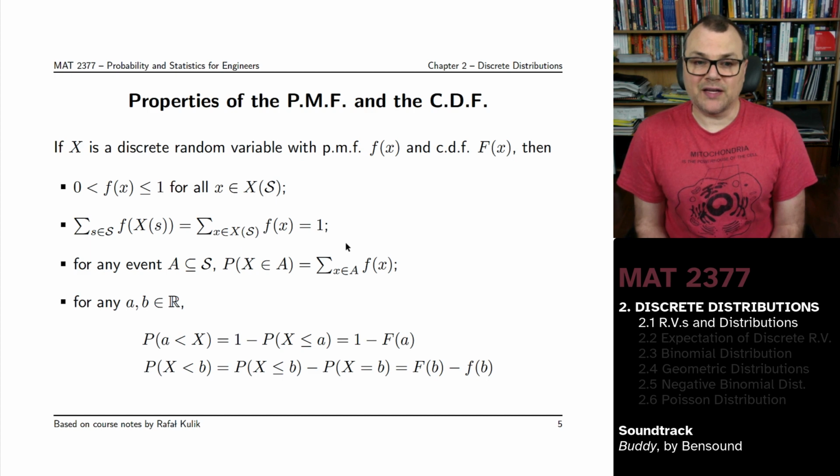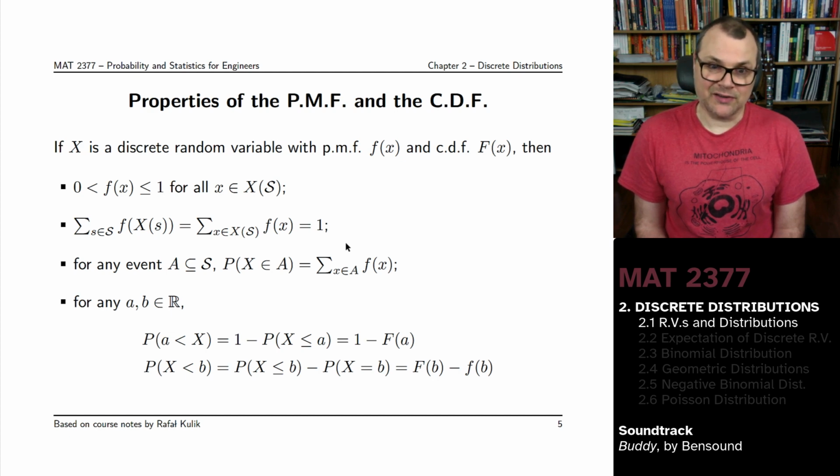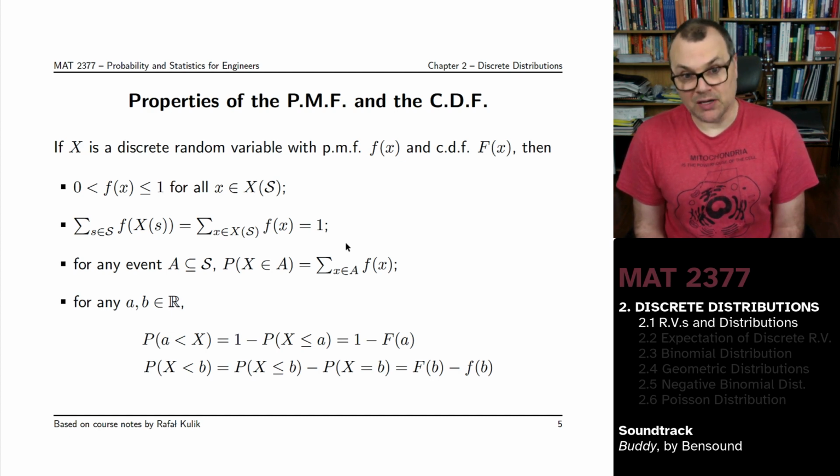If you have an event A, which is to say a set of possible outcomes, the probability that X is in A would be equal to the sum of the values of the PMF for all x's in the event A. So, for all the possible outcomes in the event A.